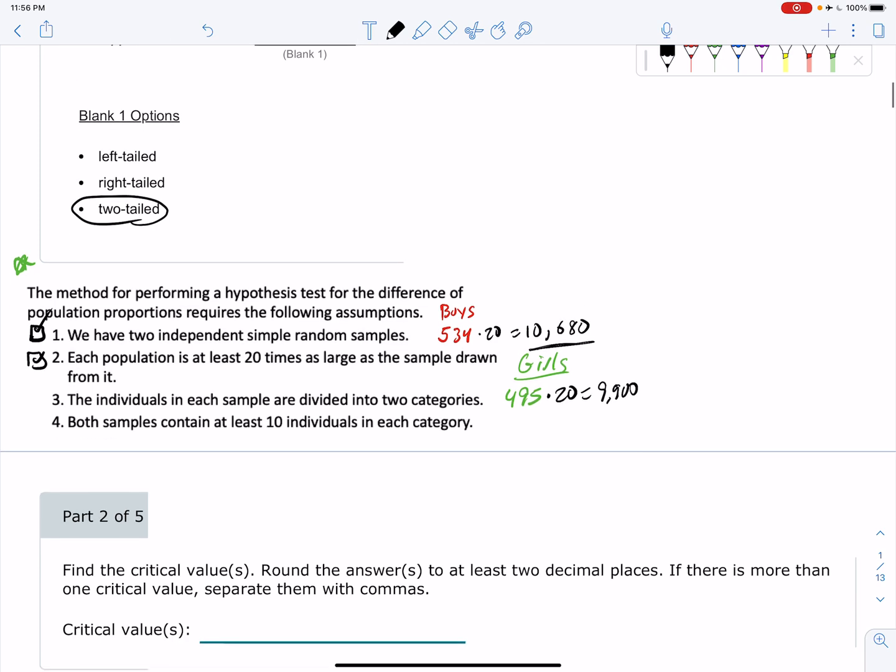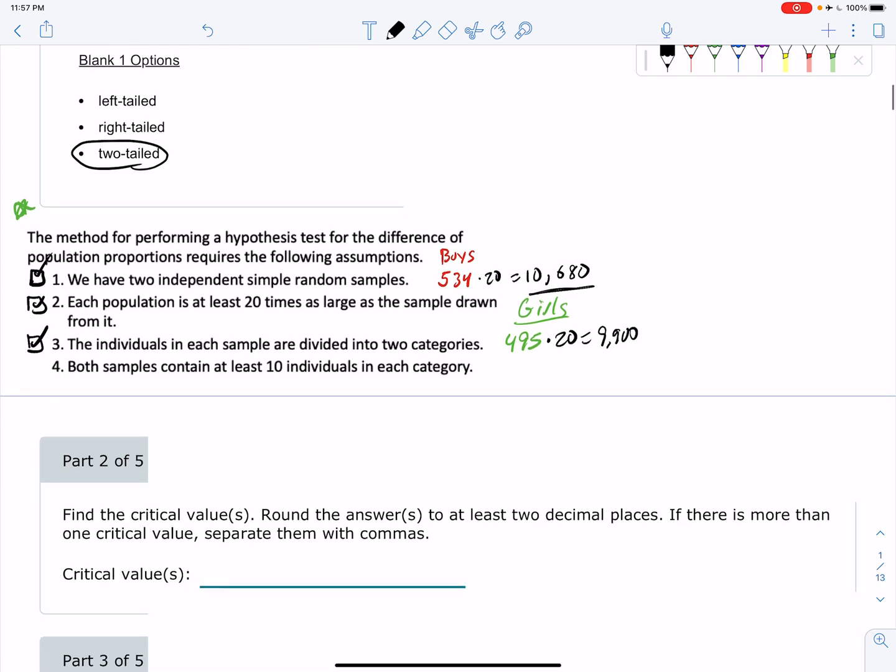The individuals, this is number 3. The individuals in each sample are divided into 2 categories. Yes, the individuals in each sample. So the sample of boys, what are the 2 categories? Well, it's the categories of overweight kids and not overweight kids. And then the other sample of girls, there were 2 categories there, which happen to be overweight girls and not overweight girls. So that was okay, that was good. Both samples contain at least 10 individuals in each category.